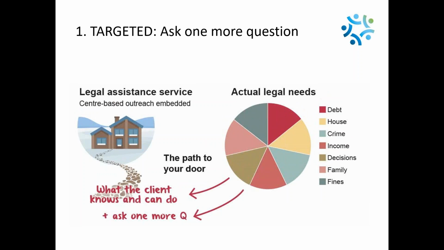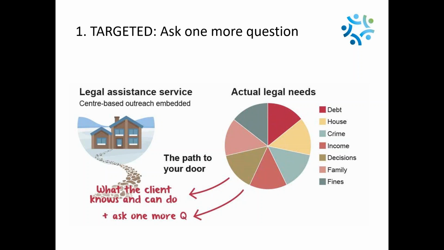All right, keep going. So here are 3 ways to widen the path to your door. The first is that you or somebody else, like a community worker, ask the client one more question. You might really have a service that's focused on women's matters or on a particular area of law, or you see a client group because of the community that you serve. But the idea is, if you ask one more question, you will increase the chances that the client will get the legal help they need.